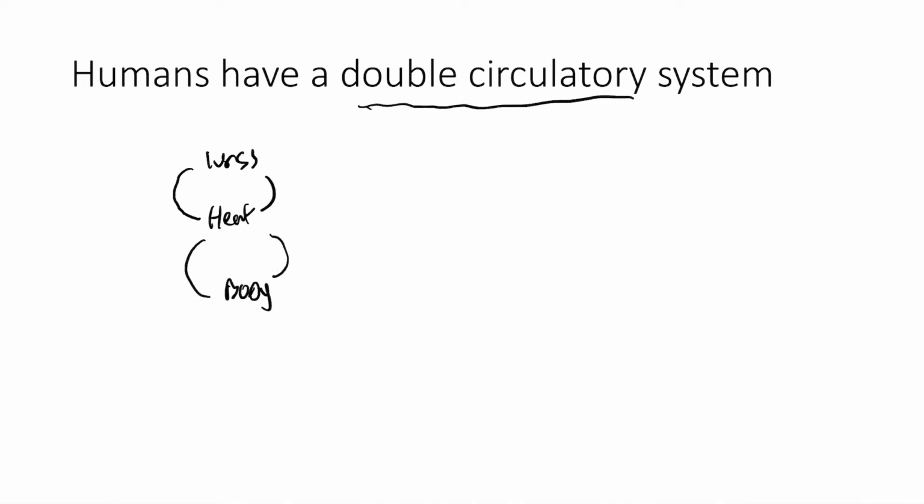Humans have a double circulatory system, which is essentially what I've just shown you there. Heart, lungs, back, heart, body, back. Two distinct circuits, two distinct loops. And that's important. You need to remember that humans have a double circulatory system, and that's what this means: there are two circuits of blood, one to the heart and lungs and back, one to the heart, to the body and back.